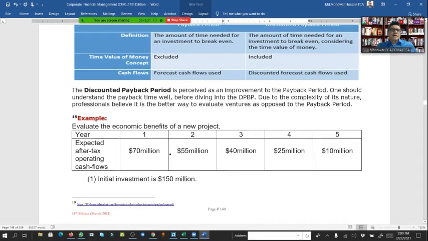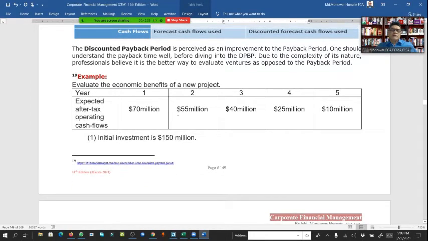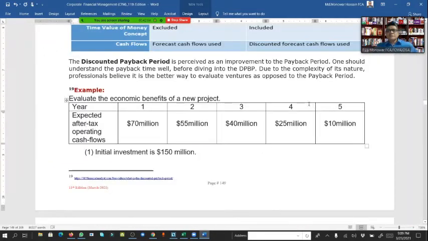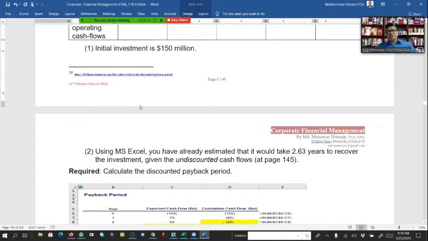Now let's see an example to evaluate the economic benefit of a project, taken from this website. Here is a link also. The expected after-tax operating cash flows for years 1 to 5 are 70 million, 55 million, 40 million, 25 million, and in the fifth year 10 million. The initial investment is 150 million.